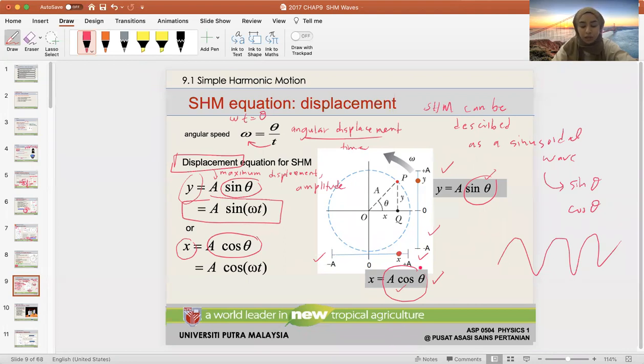So here, y equals amplitude times sine omega t. x equals amplitude times cosine omega t. What is omega? Omega is the angular speed. t is time. Okay, next.